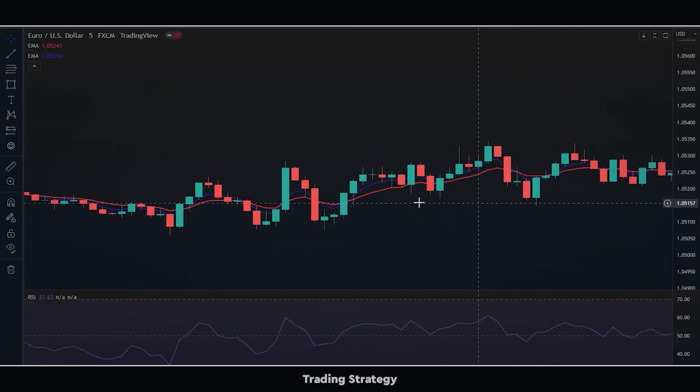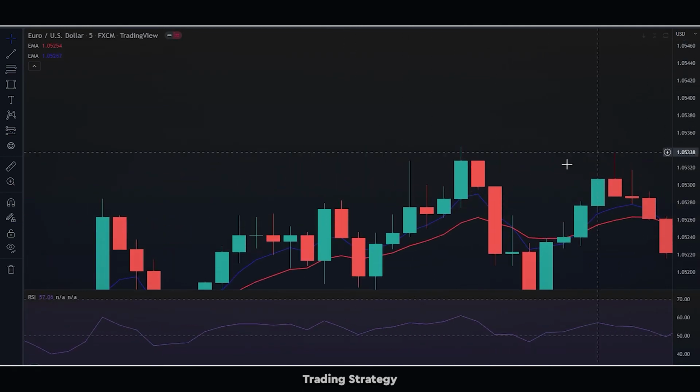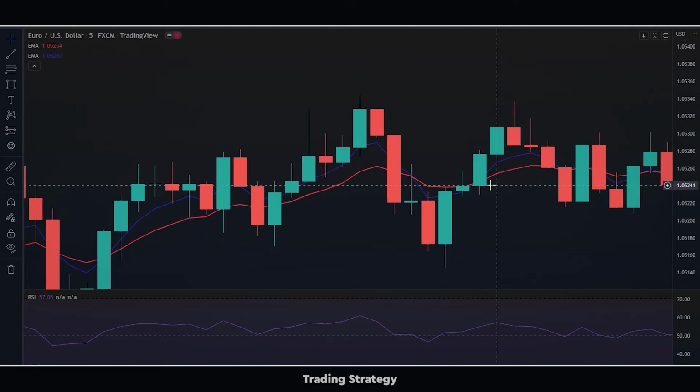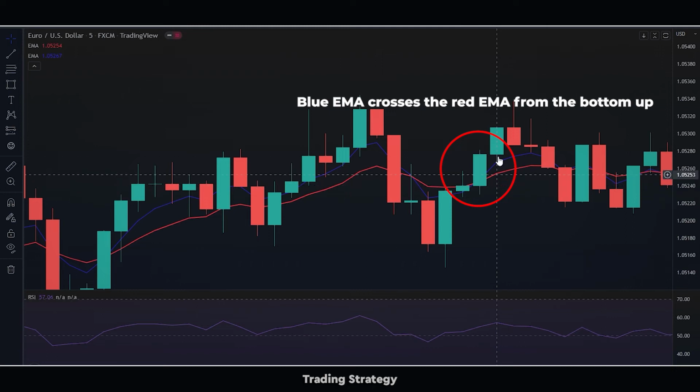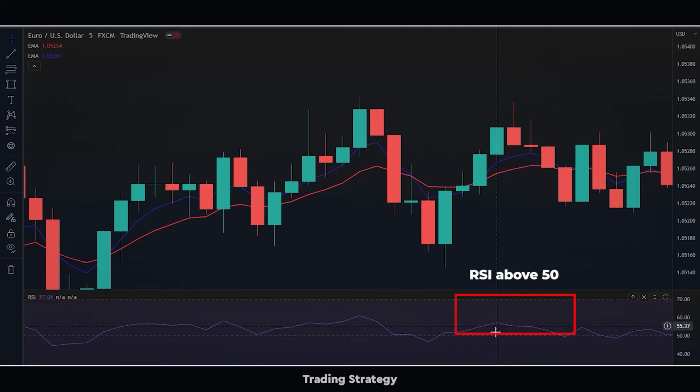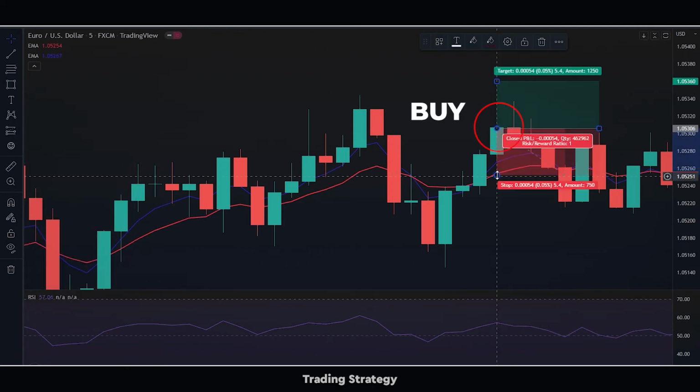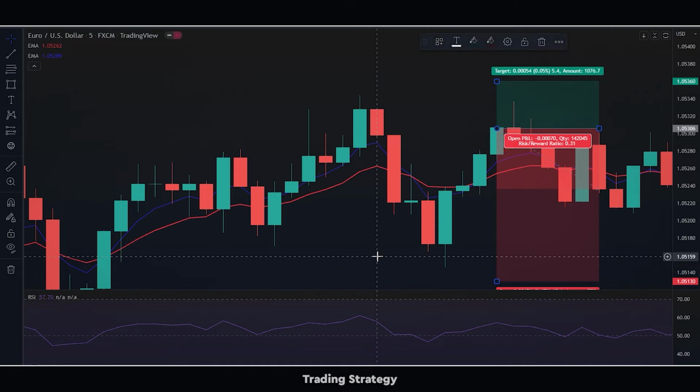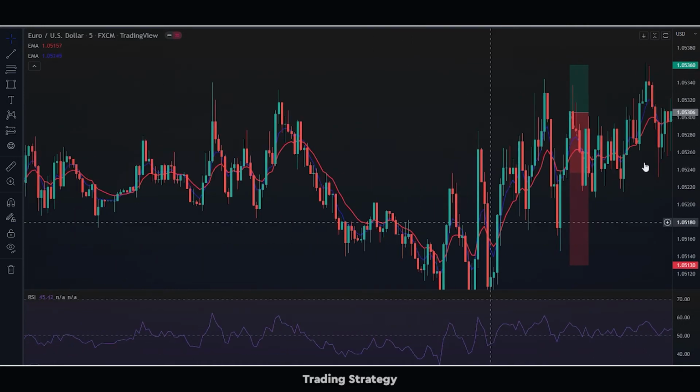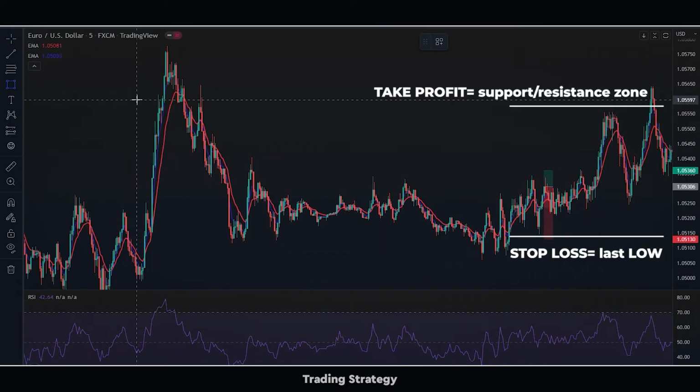Having explained this, let's start with an example of a buy operation. We will enter a buy trade when the blue EMA crosses the red EMA from the bottom up, and also at that same point, the RSI is above 50. We will place our stop loss at the last low and our take profit at the support and resistance zones, with a minimum ratio of 1.5 to 1, that is, we risk 1 to try to get 1.5.